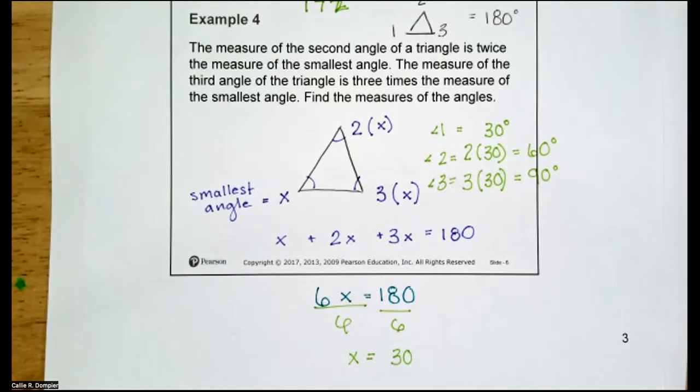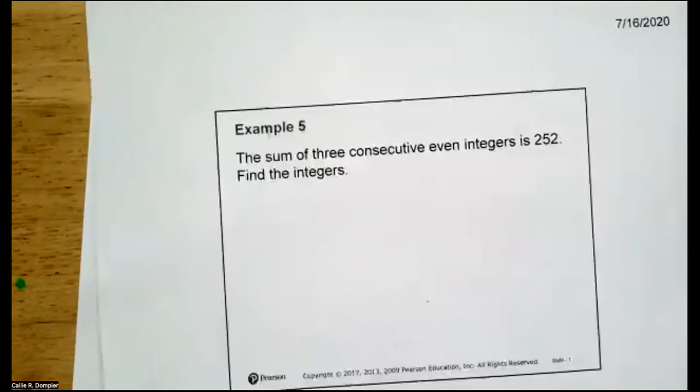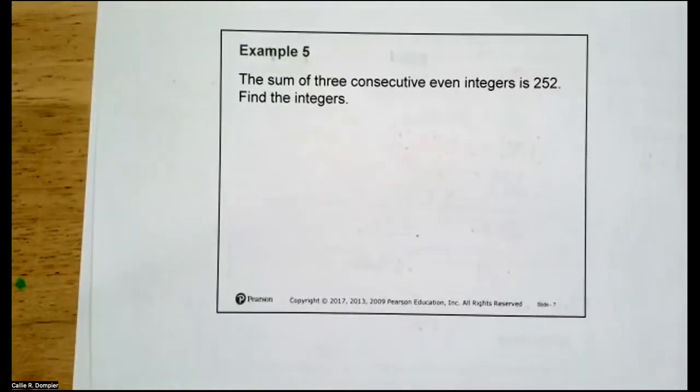Example 5, there's going to be a lot of example 5s in the homework. So do make sure that if you need another example, just ask me for another example. Good. And example 5 is find the sum of 3 consecutive even integers when they add up to 252.